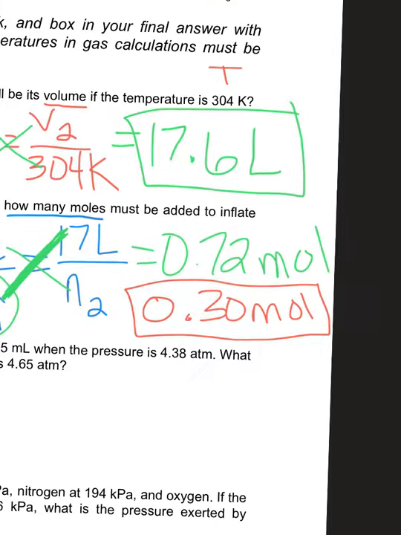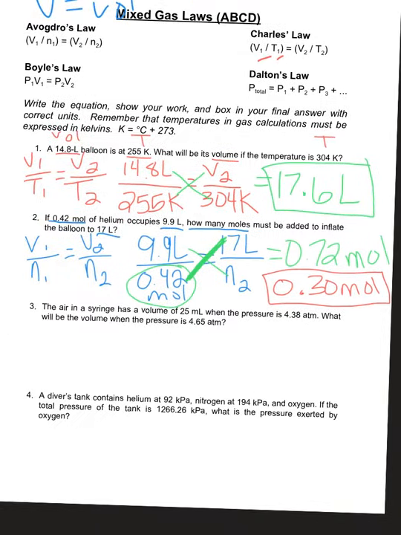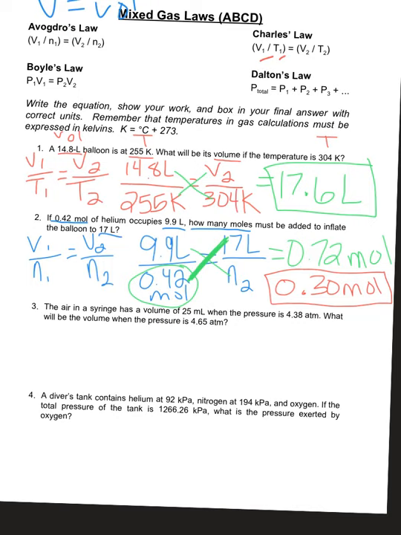0.30 moles. Always read the question carefully. They're going to try and trick you like that. How many moles must be added? We had to add 0.3 moles to get from where we started, which is 0.42 moles, to where we ended up at, which is 0.72 moles.